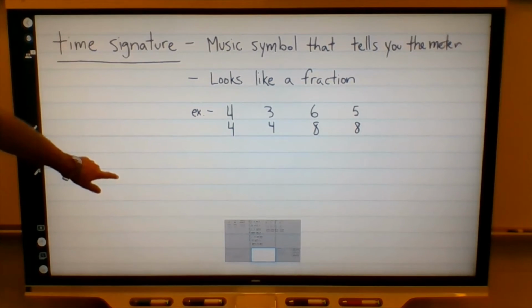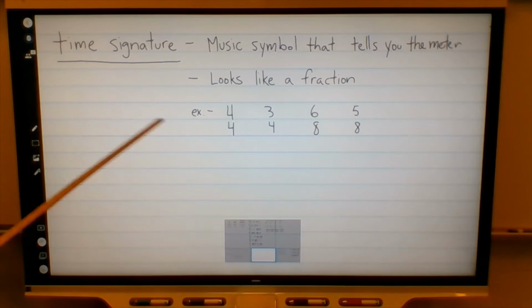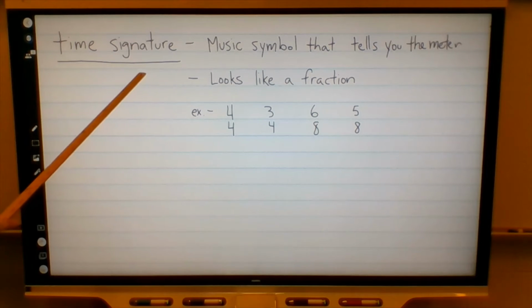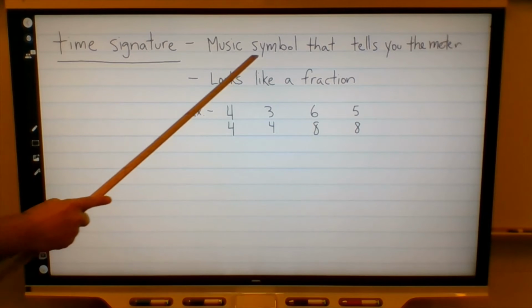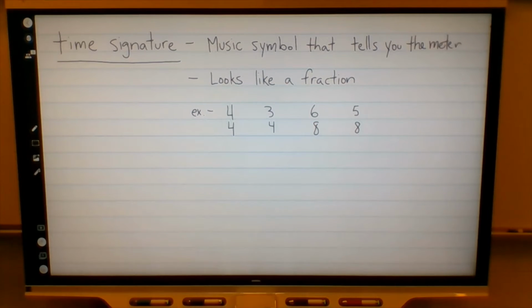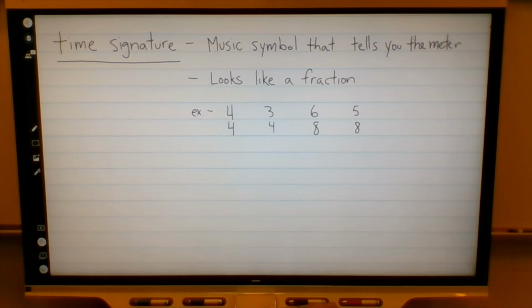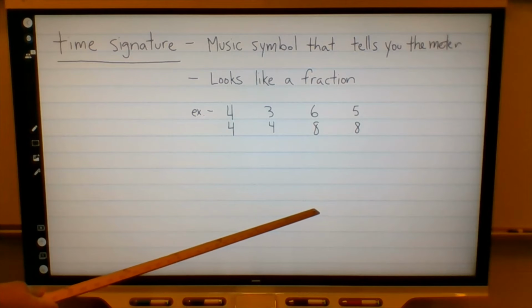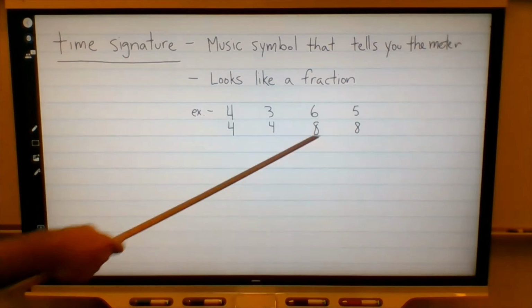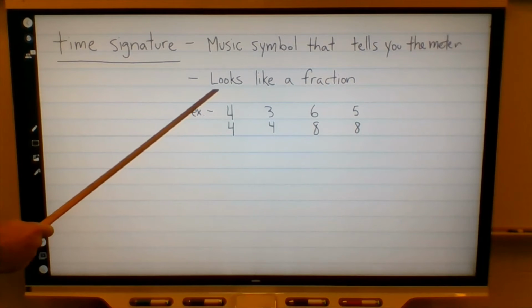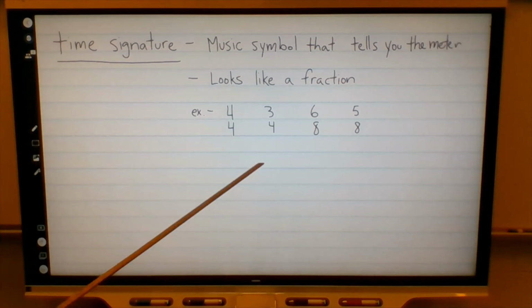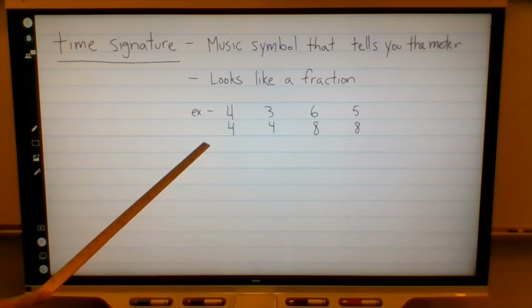Now we also need to review the time signature. Time signature is a music symbol that tells you what is the meter, tells you how many beats are in the measure. You will see a time signature at the start of every song or every section of a song. Whenever the time signature changes or the meter changes, you'll see a new time signature. The time signature looks like a fraction, but it doesn't have a line in the middle. So these are examples of time signatures.